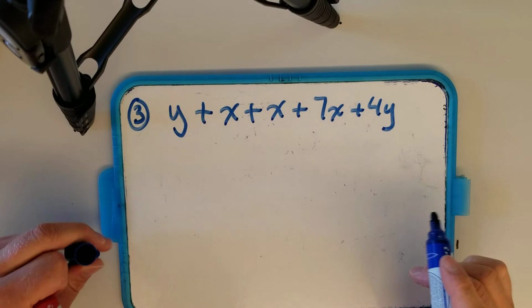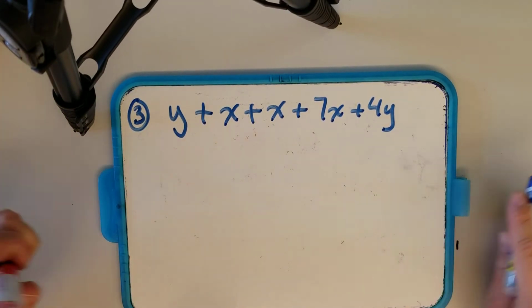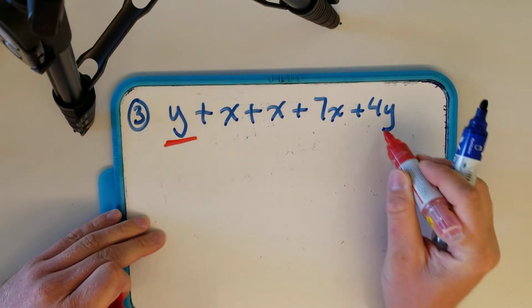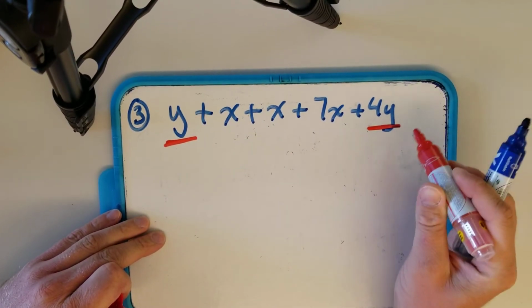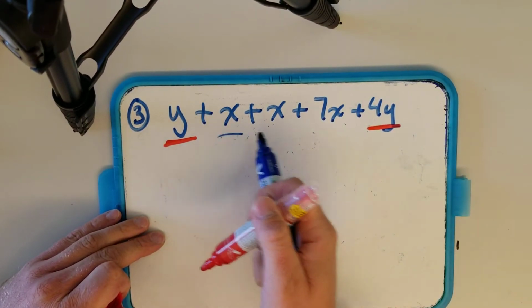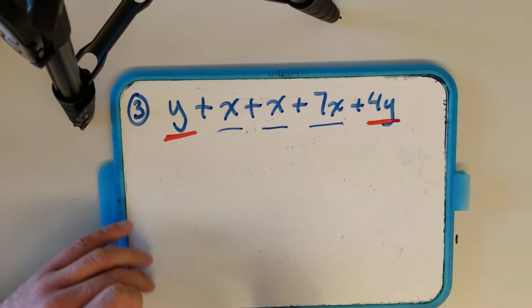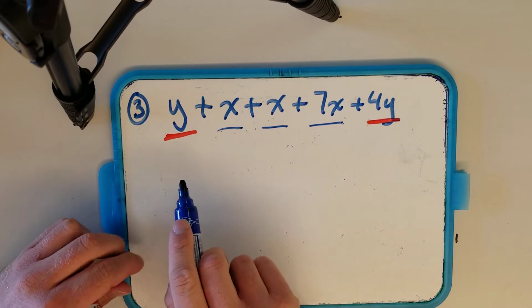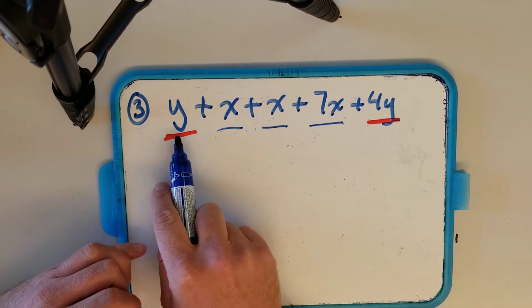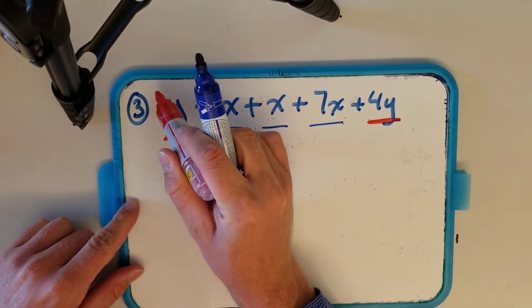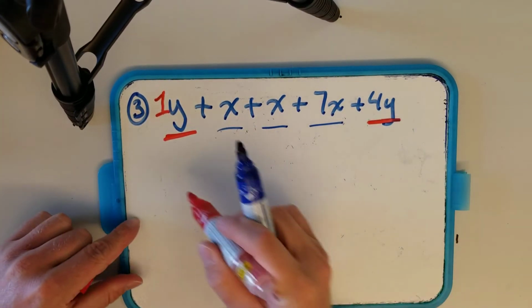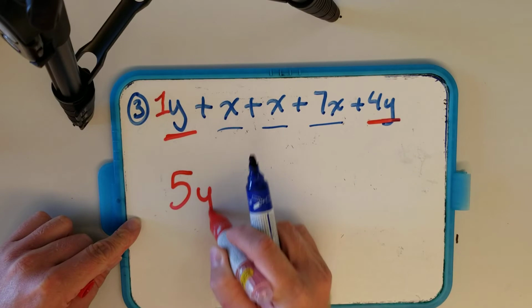Okay, in the third example, we have 2 letters. We can see we've got a Y here. I'll make it red. And we've got a Y here, 4Y actually. And then we have X, X, and 7X. Okay, all addition, which is nice. Let's start by combining the Y's. Although it's not written, we have a 1 here. 1Y plus 4Y gives me 5Y's.